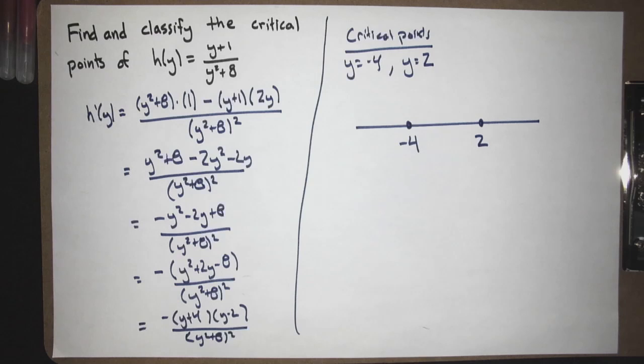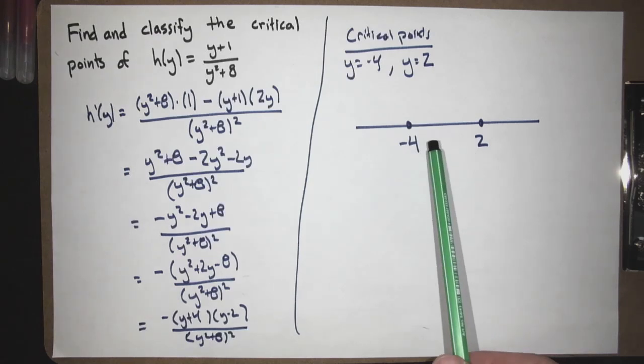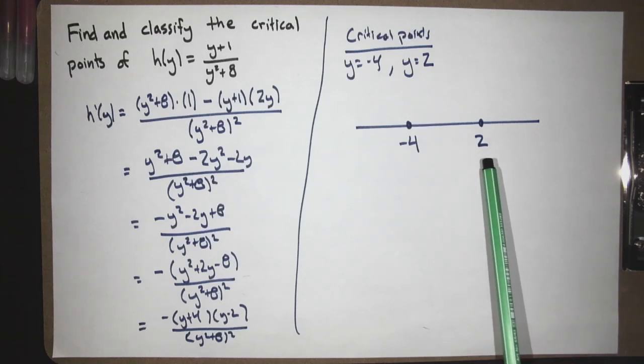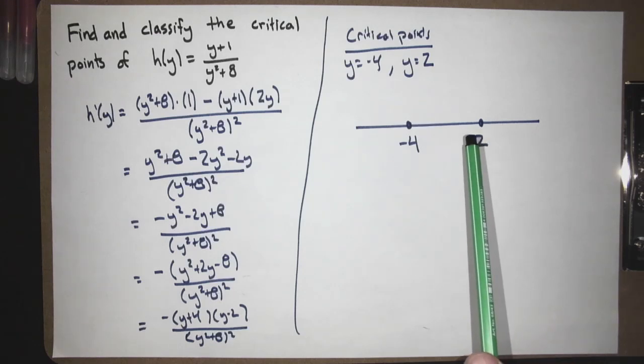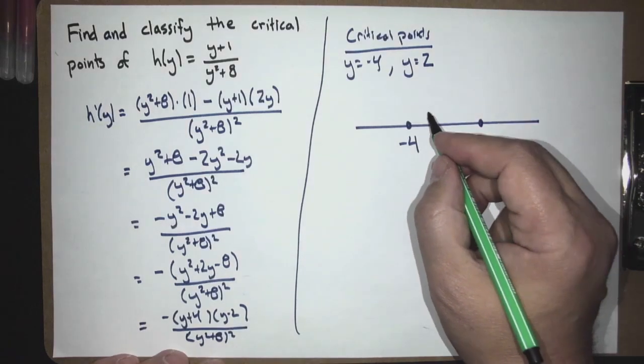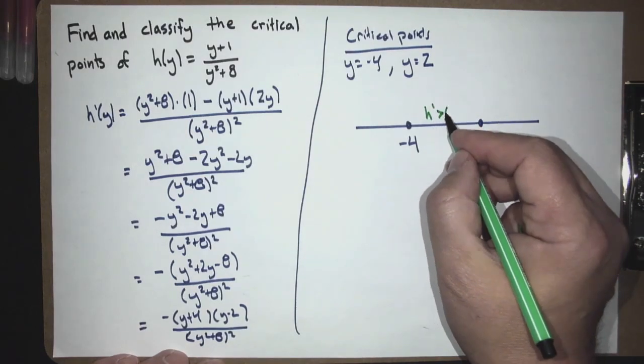Doesn't matter which order you do it. Maybe we can start in the middle. Is there a convenient number between negative 4 and 2? 0 is very convenient. Okay, plug in 0. The denominator will always be positive, so focus on the numerator. Negative, positive, negative. All together, it becomes positive. So h prime is positive.